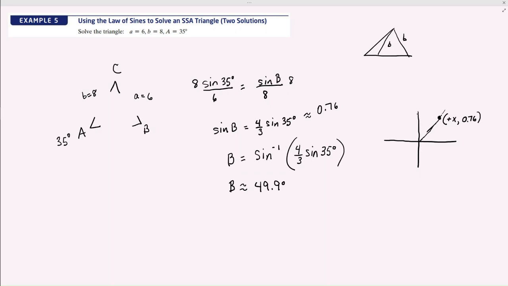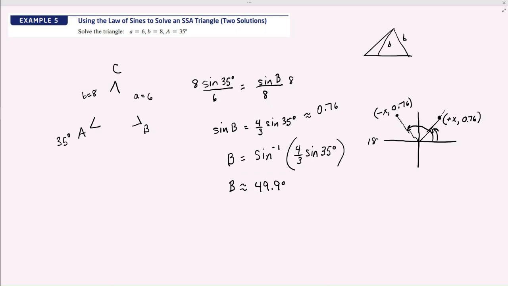And that's going to repeat itself on the unit circle when it whips back down here. And we have the negative version of x that we don't care about, but we still have a positive 0.76. So that's another possibility. We've got this angle at the 49.9, but then this angle is also a possibility.